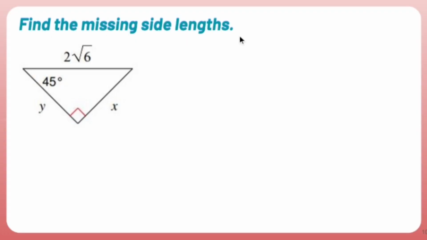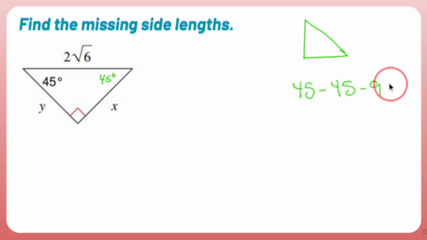Find the missing side lengths. All right, I have a triangle. That's 45 degrees. That's 90 degrees, which means you're 45 degrees as well. Now, this is a special case triangle called the 45, 45, 90 triangle. It's called 45, 45, 90 because the angles are 90 degrees, 45 degrees, and again 45 degrees, which means it's isosceles, which is good because whatever one leg is, the other leg is exactly the same.